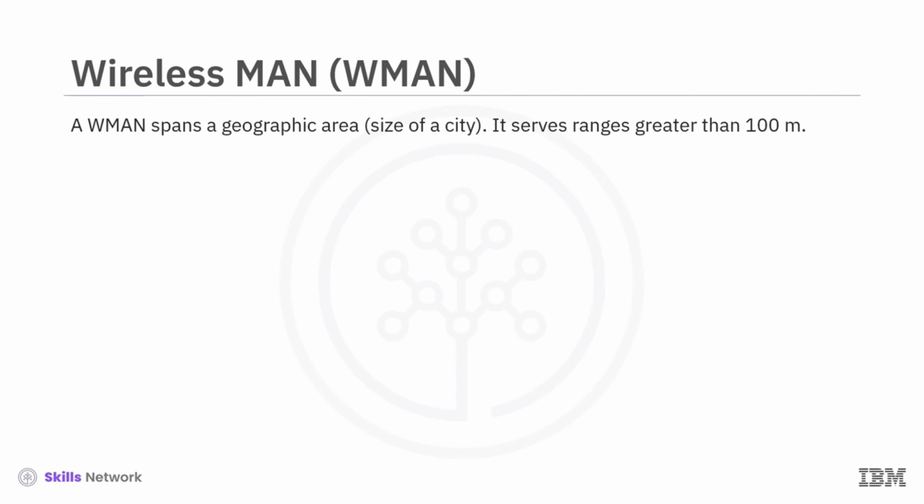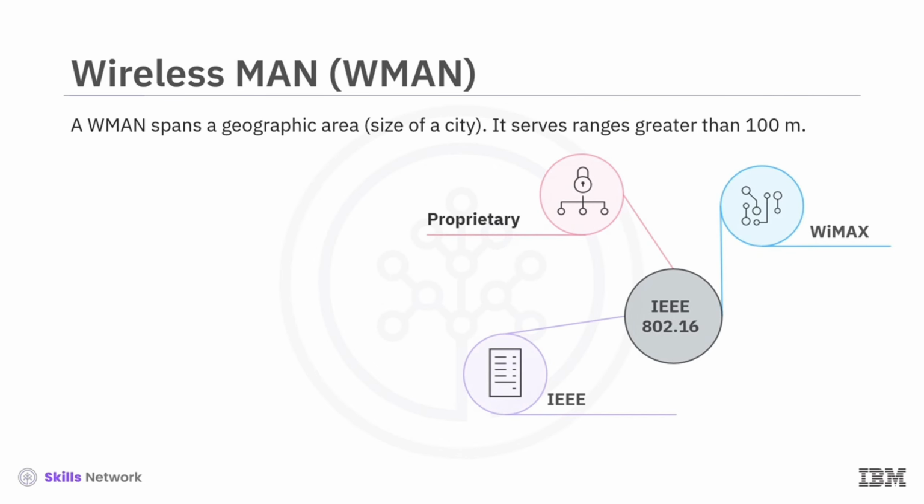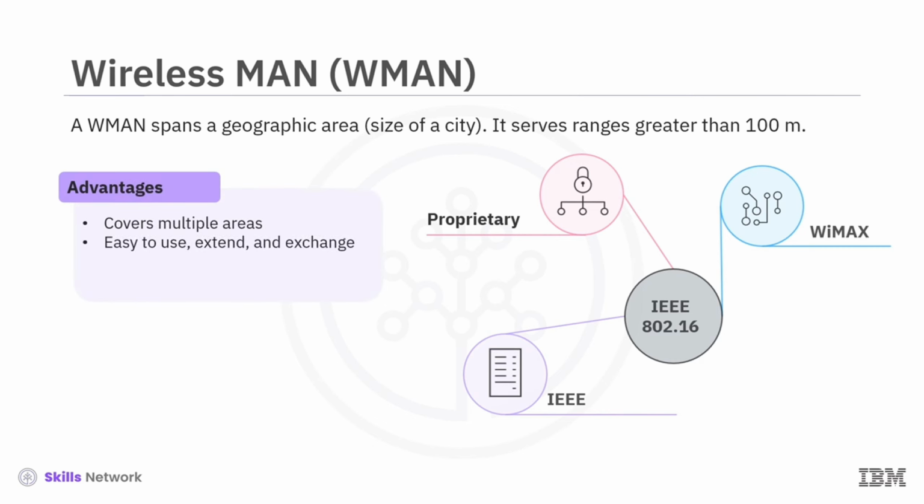A WMAN spans a geographic area. It serves ranges greater than 100 meters. Worldwide Interoperability for Microwave Access, or WiMAX, is a family of wireless communication standards that provide WMAN broadband connectivity. There are similar open source and proprietary broadband technologies, but WiMAX is the accepted suite of standards based on IEEE 802.16. Advantages include covers multiple city locations, easy to use, extend, and exchange, and managed by an ISP, government entity, or corporation.